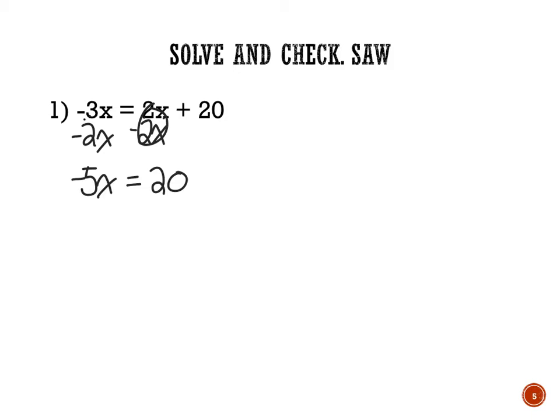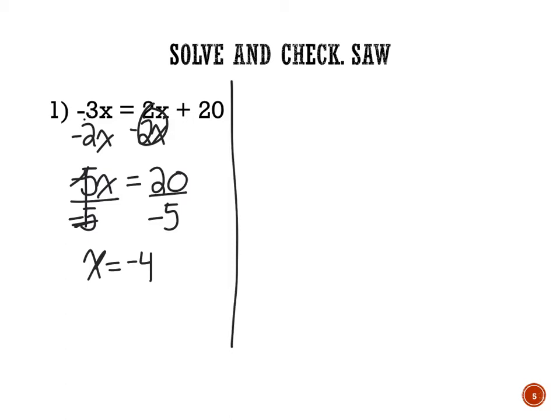To get the x by itself, I'm going to divide by negative 5 because negative 5 and x are being multiplied together. Negative 5 divided by negative 5 equals 1. 20 divided by negative 5 equals negative 4.